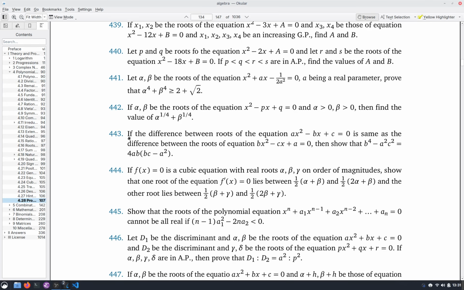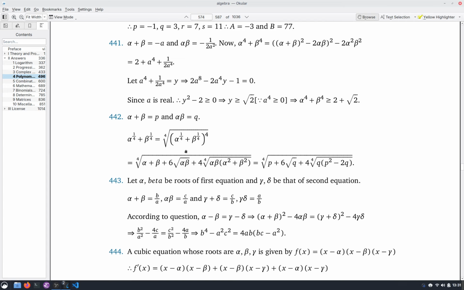Question 443 says that if the difference between roots of the equation x square minus bx plus c is equal to 0 is the same as the difference between the roots of the equation bx square minus cx plus a is equal to 0, then show that b to the power 4 minus a square c square is equal to 4ab into bc minus a square.